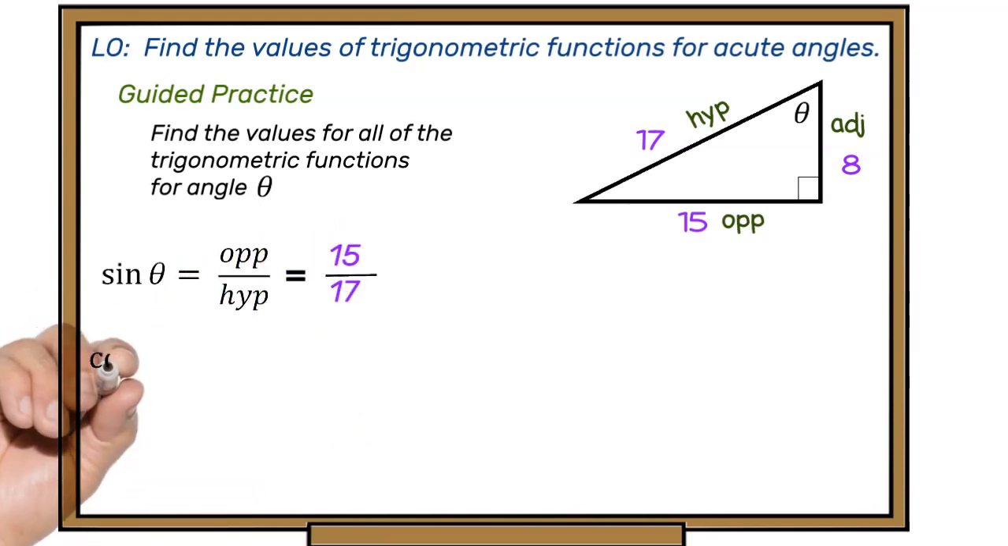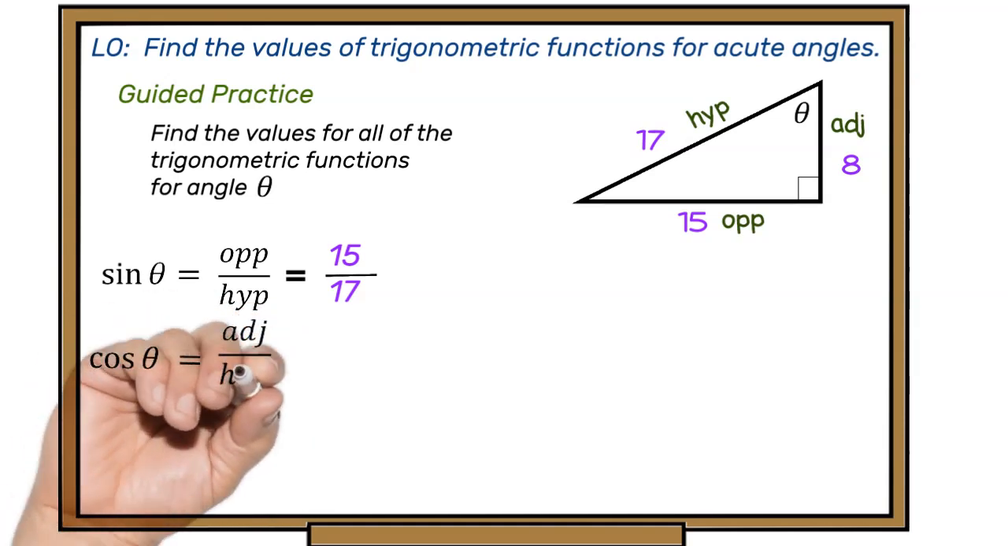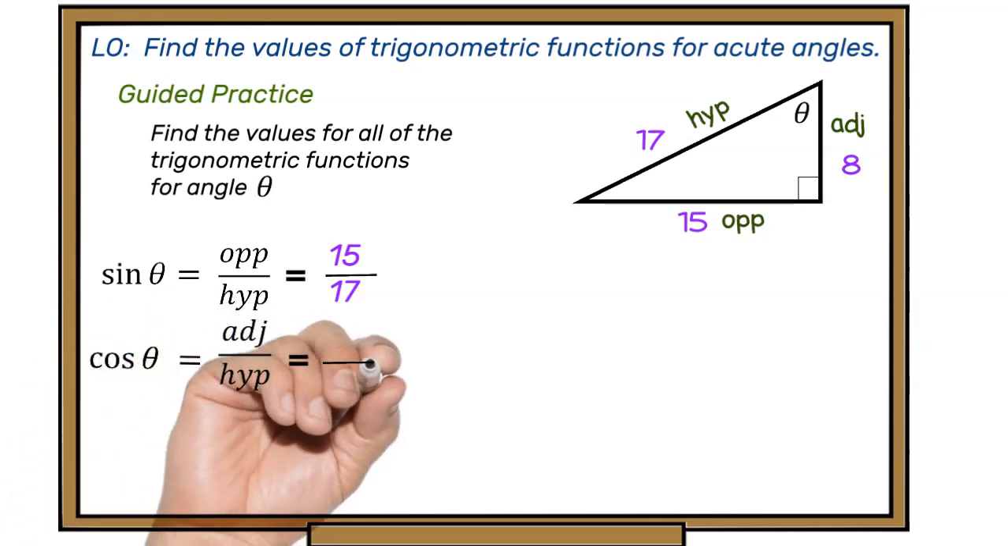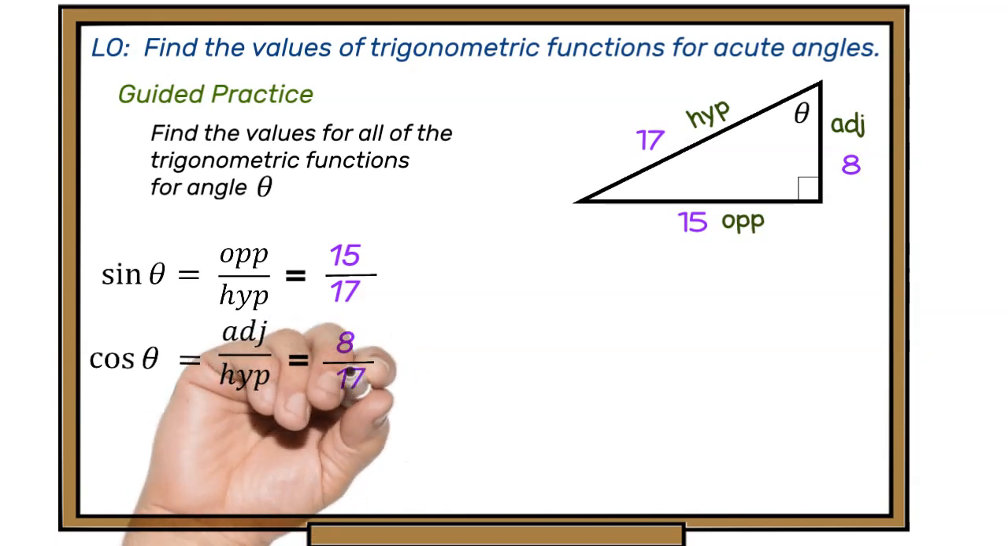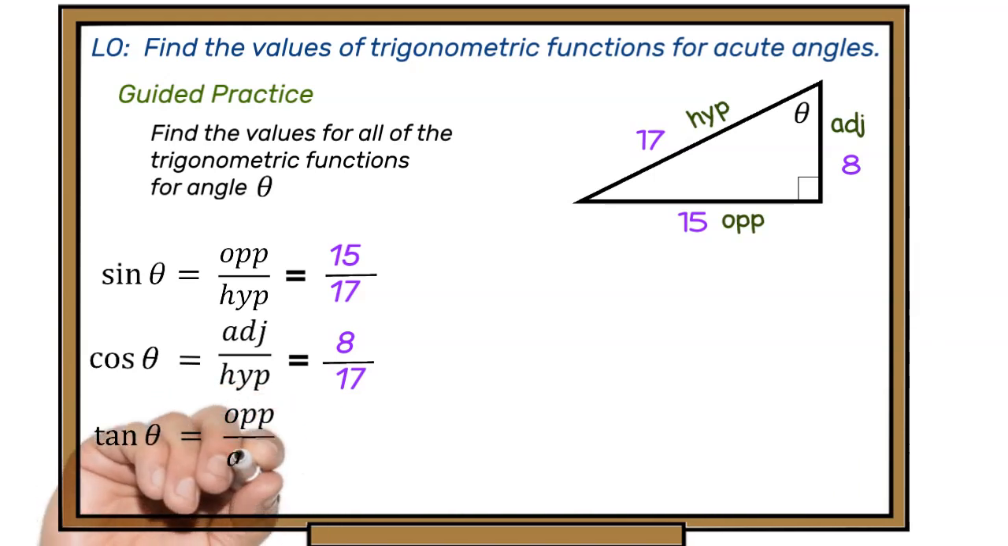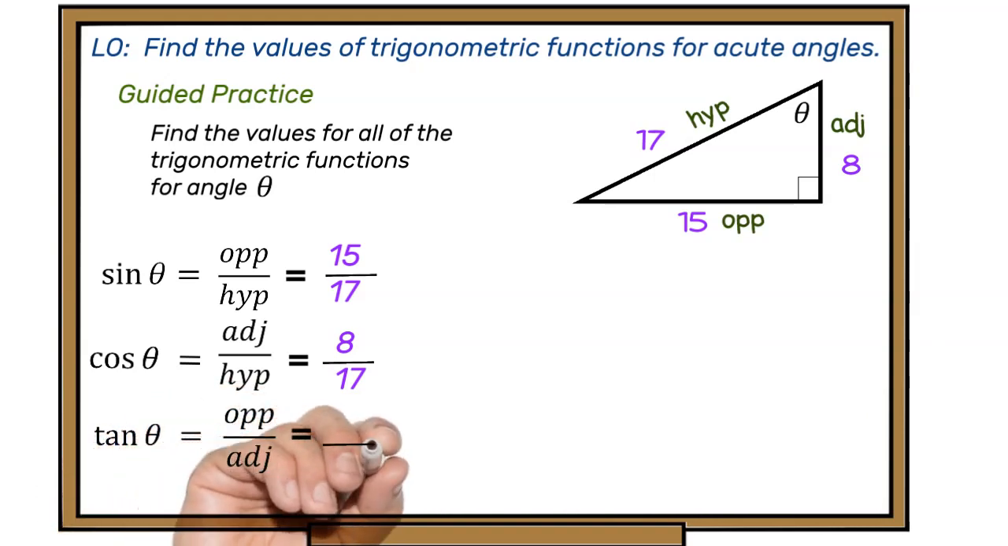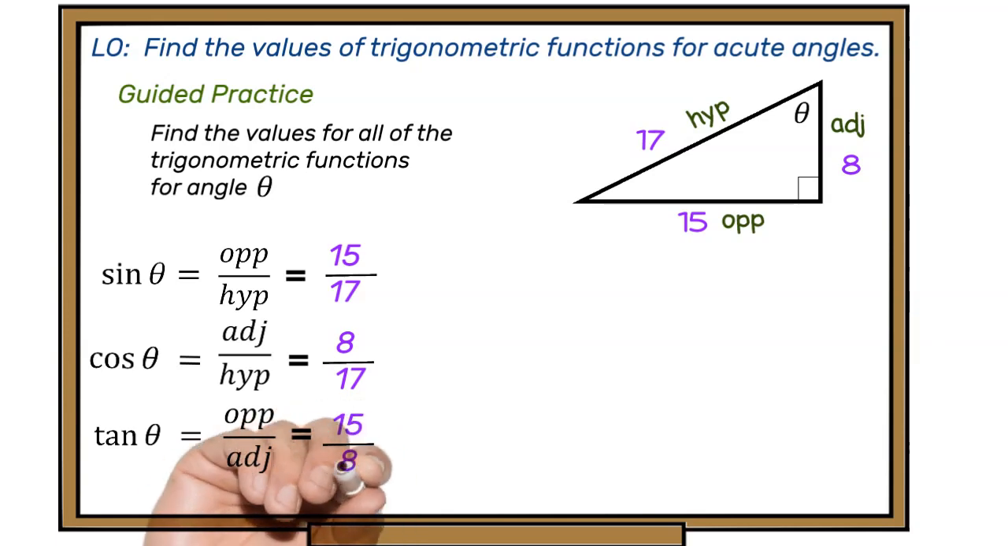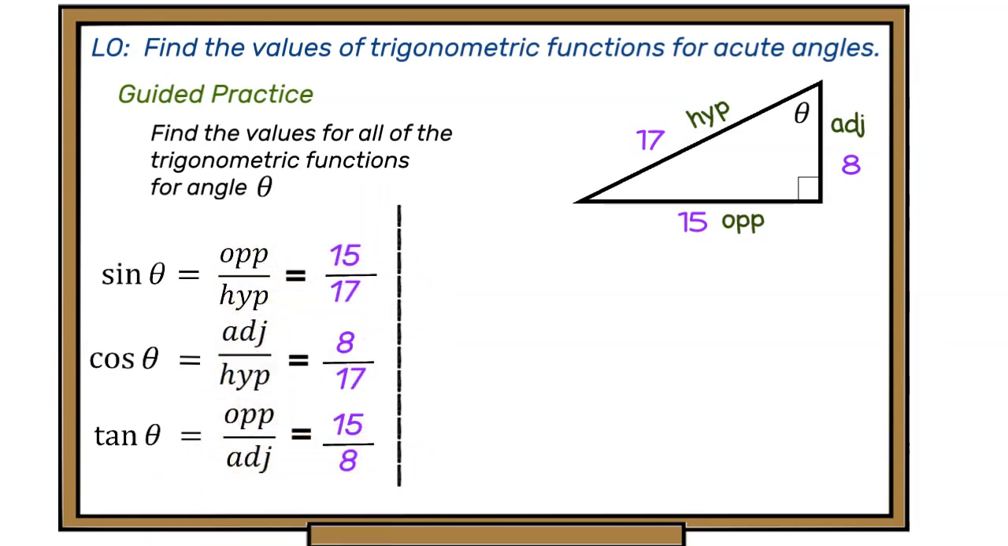15 over 17. Cosine of theta is adjacent divided by hypotenuse. So substitute in the values, 8 over 17. And tangent theta is opposite over adjacent, which is 15 over 8.